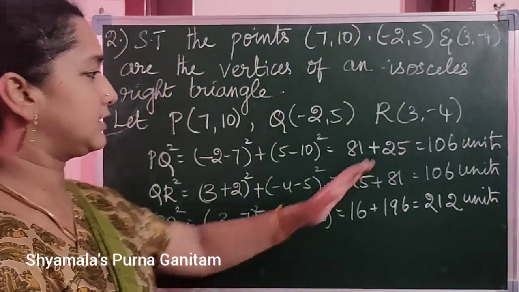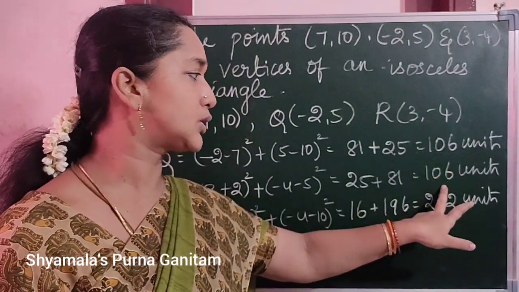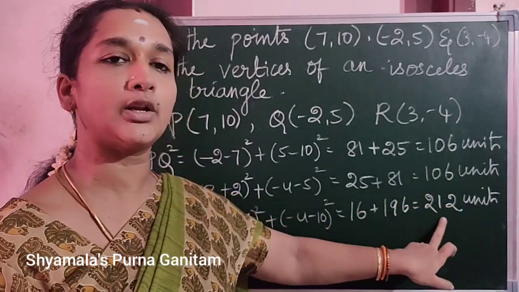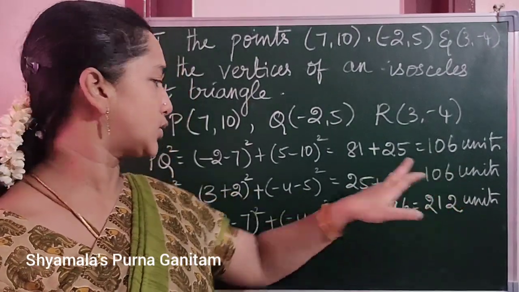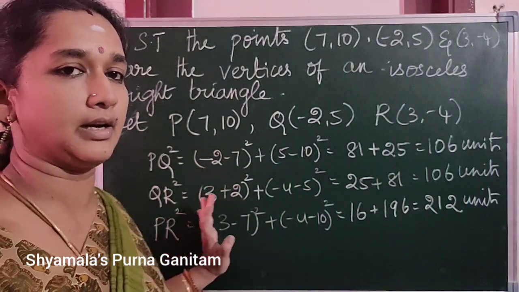So from the answer itself we can see that 106 plus 106, when you find the sum of these two, it will be equal to the third one. 106 plus 106 is 212. So it forms an isosceles triangle and it also forms a right triangle.